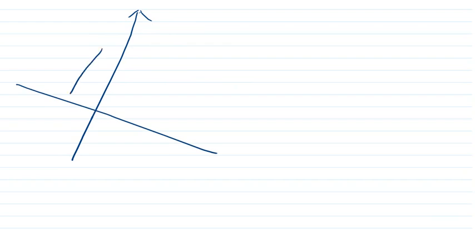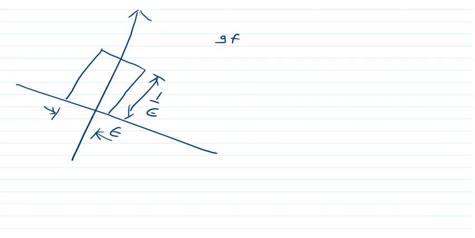Let us take a rectangle. What is the width of the rectangle? The width of the rectangle is epsilon and it has unit area. So what should be the height? It is 1 by epsilon. Now what is the condition? If epsilon tends to 0, it means you are going to narrow this figure.